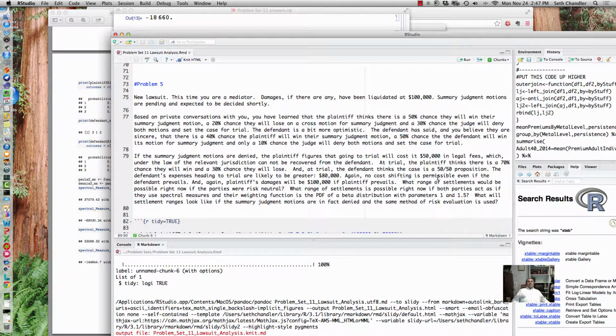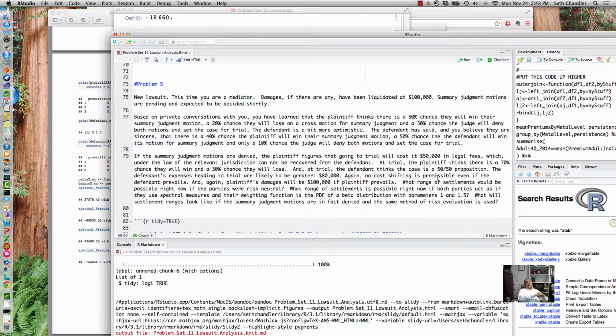Everyone agrees the damages are $100,000. We're about to go to summary judgment, and here's what the plaintiff thinks. The plaintiff thinks there's a 50% chance they'll win summary judgment, a 20% chance they'll lose a cross motion for summary judgment, and a 30% chance the judge is going to deny all and send it to trial. Okay? And at trial, the plaintiff thinks there's a 70% chance, if they can just get to a jury, they'll win, and a 30% chance that they'll lose, but between now and the end of trial, they're going to rack up $50,000 in litigation expenses.